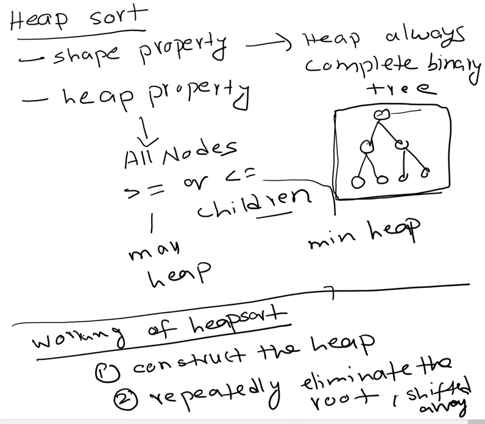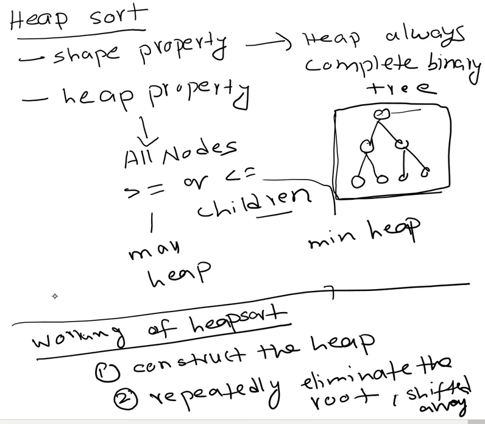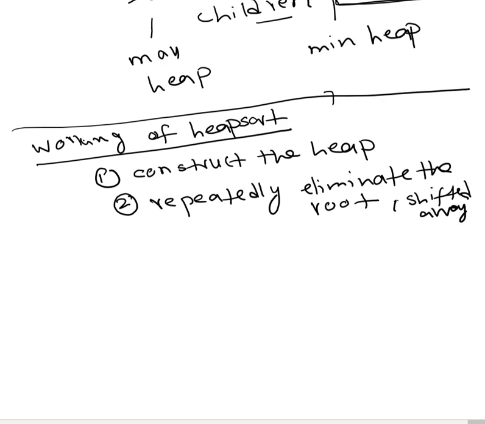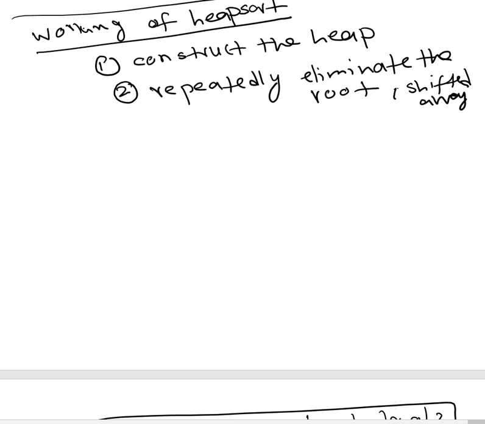Once again, a quick recap. Heap sort has two properties: shape and the heap property. The heap should always be a complete tree. This is the complete tree, and all nodes should be greater than or less than their children. Greater than is called max heap, and less than is min heap. So how do we construct this? We construct the heap and repeatedly eliminate the root by shifting the array elements.